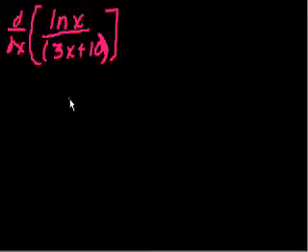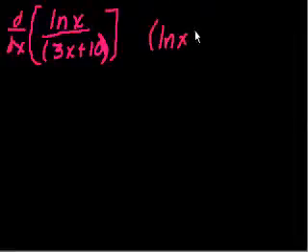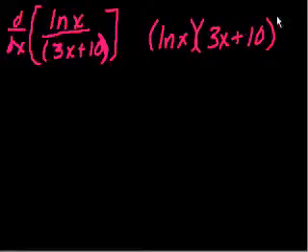So you could use the quotient rule if you took the time to memorize it, which I've never taught you because it's really just the product rule. So I like to just rewrite this as the product rule. This expression is the same thing as taking the derivative of the natural log of x times 3x plus 10 to the negative 1 power, right? 3x plus 10 in the denominator is the same thing as 1 over 3x plus 10, which is the same thing as 3x plus 10 to the negative 1 power. Now we can use the combination of the product and the chain rules, and we can solve this sucker.